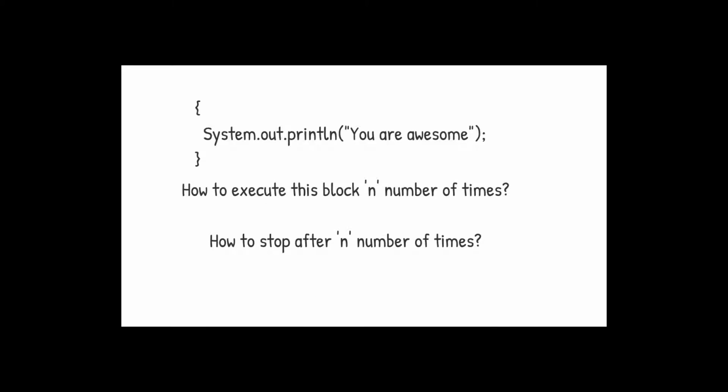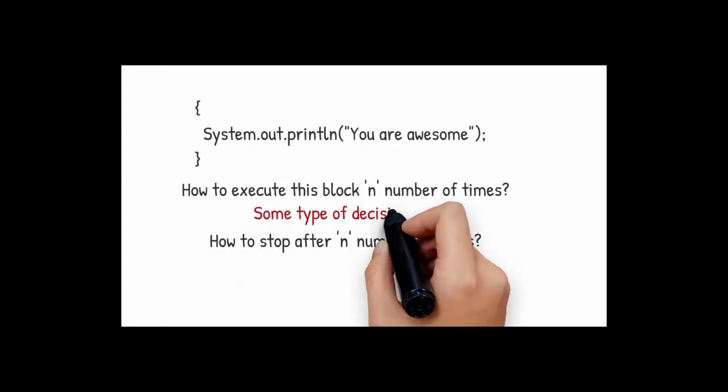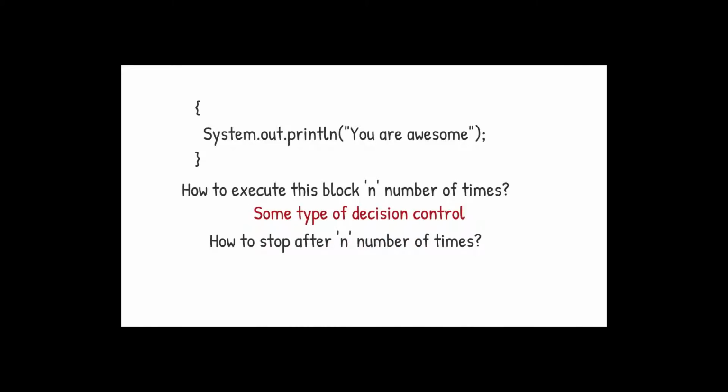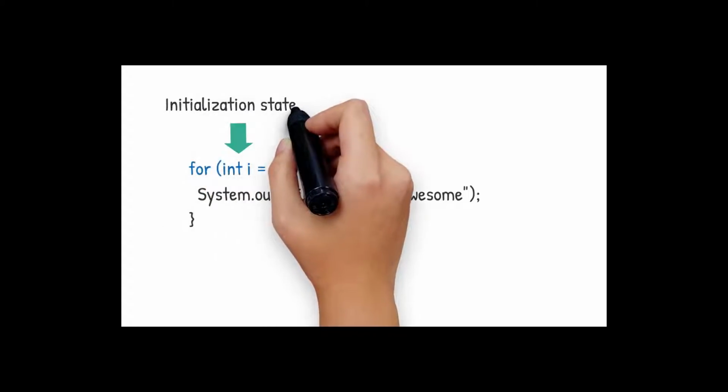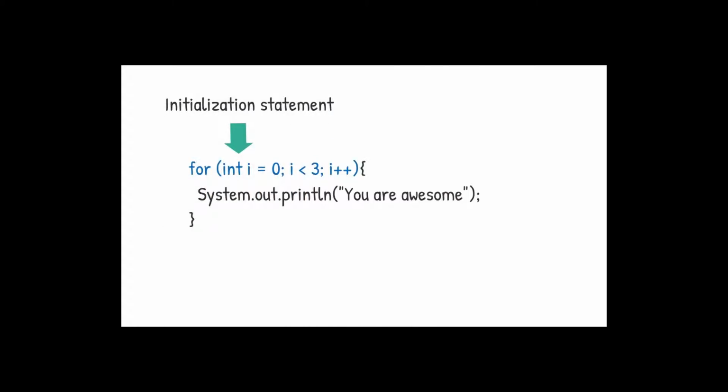If you guess that the answer to the first question is some kind of decision control, then you're right. And you need some kind of counter for the second answer. So one of the three constructs for the loop is added to the code block to get the result. A for construct consists of three code segments. The first one is the initialization block, where you declare a variable and initialize it to an initial value to begin our count. In this example, i is that variable and it is initialized to 0.